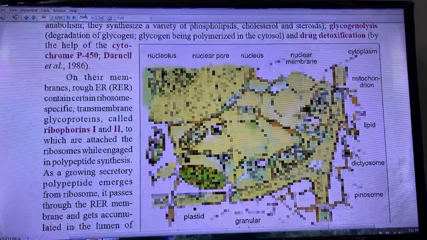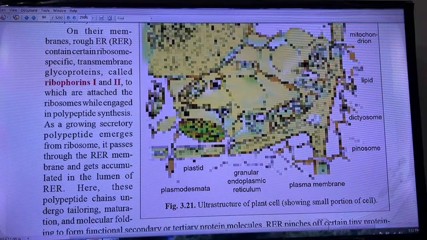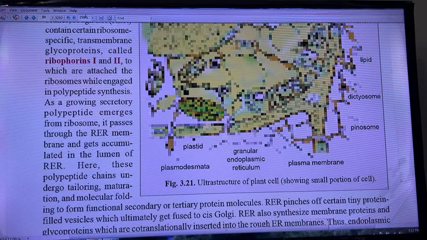On their membranes, rough endoplasmic reticulum contains certain ribosome-specific transmembrane glycoproteins called ribophorins 1 and 2, to which the ribosome is attached while engaged in polypeptide synthesis. As a growing secretory polypeptide emerges from the ribosome, it passes through the rough endoplasmic reticulum membrane and accumulates in the lumen of the rough endoplasmic reticulum.